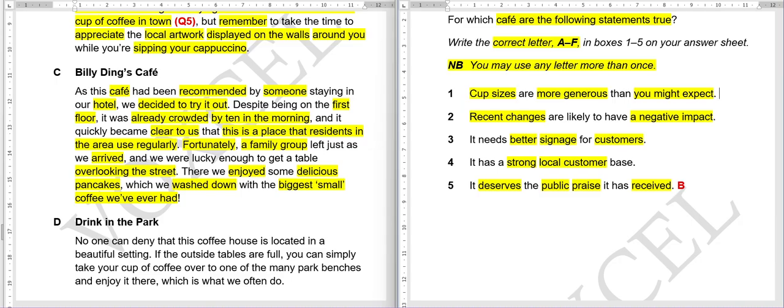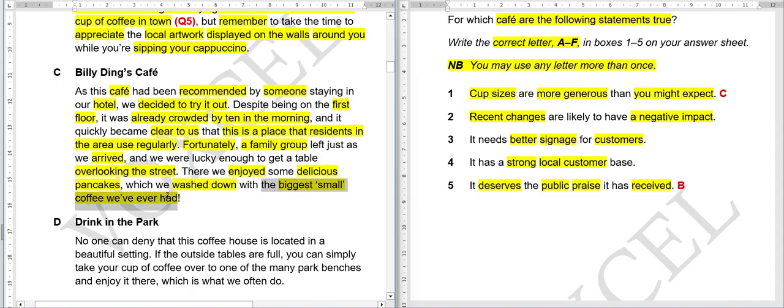Okay, time's up. Let's look at the questions together. First, cup sizes are more generous than you might expect. Is there anything about cup sizes being more generous or bigger than you expect? Yes, there is. So C is our answer here. Where it is written, yes, here.